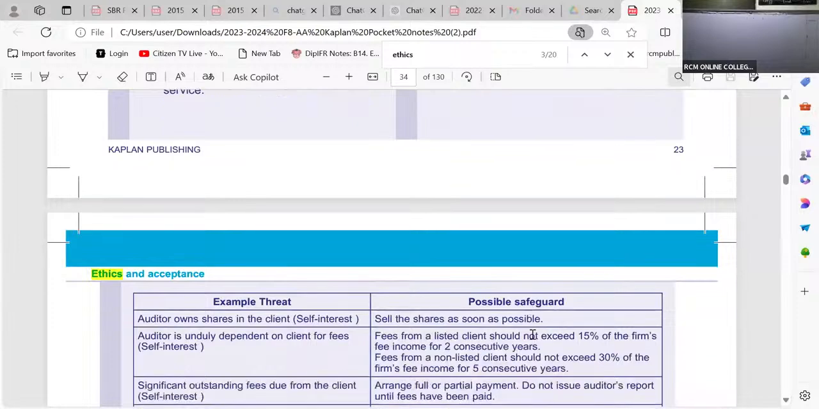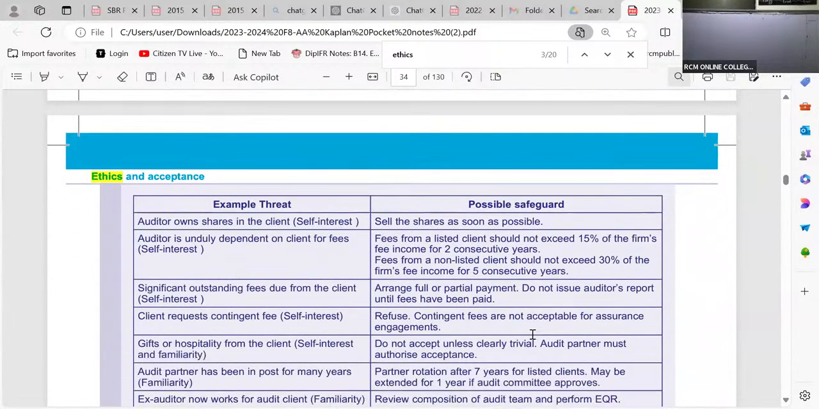So I think at this level, we should be able to go to our past papers, although this is very important for your exam, like an example of threats. Auditor owns shares in the client: self-interest. Safeguard: sell all the shares. Auditor is unduly dependent on client for fees. If you have one client and you're getting like 20% of your total income from it, remember, the maximum is 15. Even nowadays, 15 is too high.